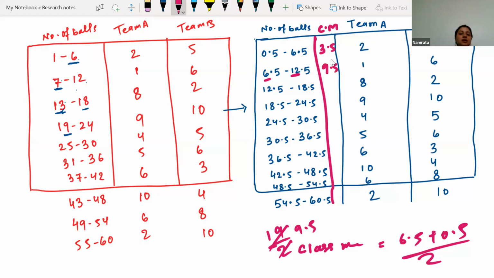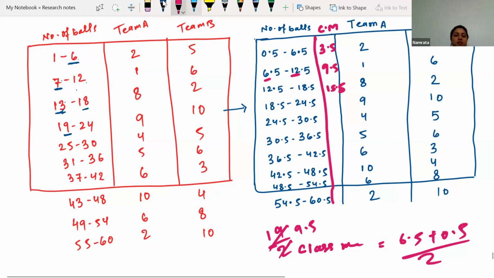Similarly, let's do it directly here, or if you want, you can do it separately by writing the proper formula in this column. 18.5 plus 12.5 divided by 2. So you will have 18 plus 12 is 30, and 1 more makes 31. 31 by 2 is 15.5, right? 15.5. Next one, 24.5 plus 18.5.